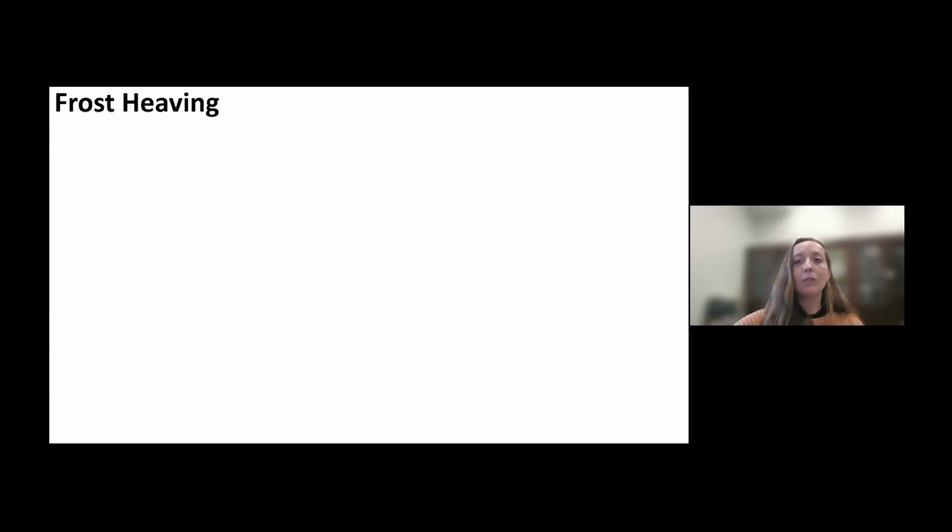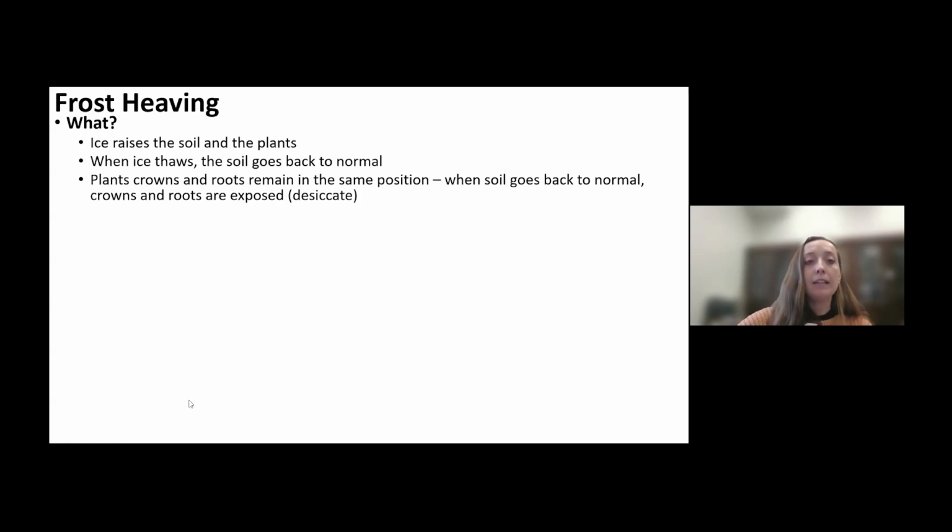So let's start with frost heaving. What is frost heaving? It's when there is ice that forms inside the soil. When ice forms, that water goes from liquid to solid, it expands in volume, right? So it ends up raising the soil, and as the soil rises, it brings the plants along. When that ice thaws, the soil retreats back to where it was, but the plants, the crowns and the roots, remain in the same position. So they end up being exposed to the elements.